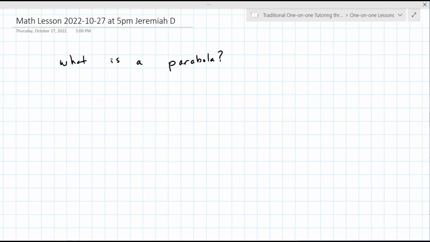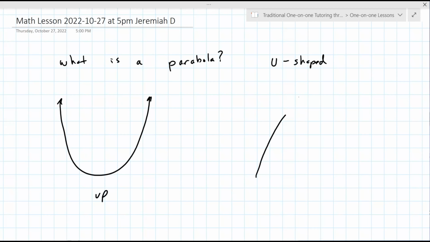Okay, so a parabola is sometimes referred to as U-shaped. And there's two forms. It either opens up or it opens down. But the key characteristic is that it either has a min or it has a max. But it can't have more than one of these. It either opens up and has a min, opens down and has a max.